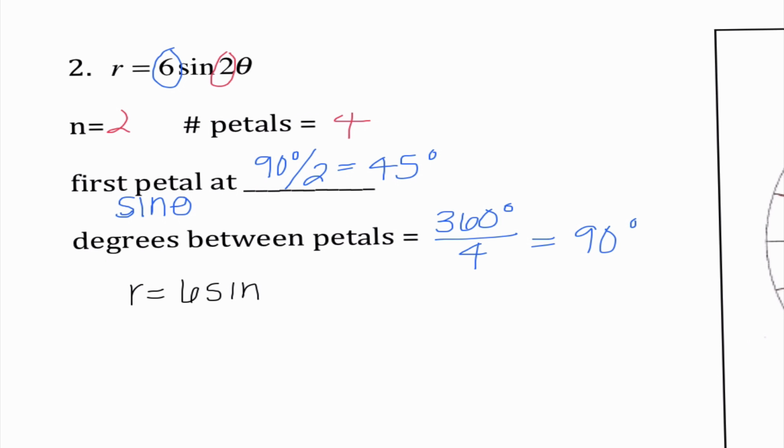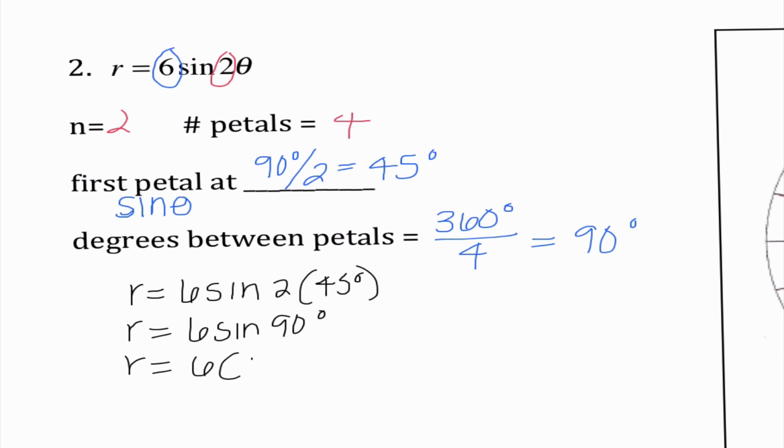So if I substitute in 45 degrees, because that's where we said that our first petal is going to be, that's why I'm using this here. In our previous one, we said our first petal was at 0, so we put 0 degrees there. So I get R equals 6 times the sine of 90 degrees. The sine of 90 degrees is 1, so I end up getting (6, 45 degrees).